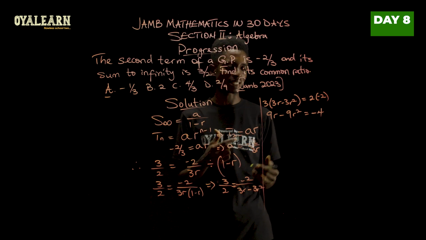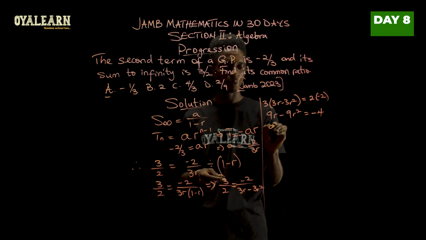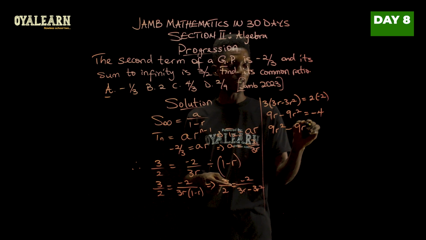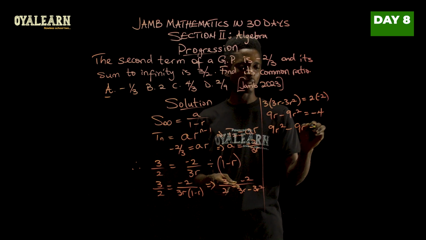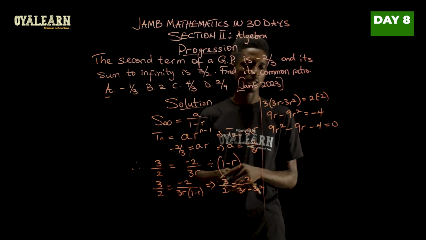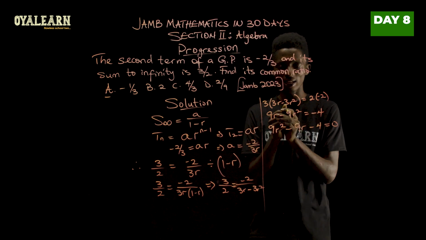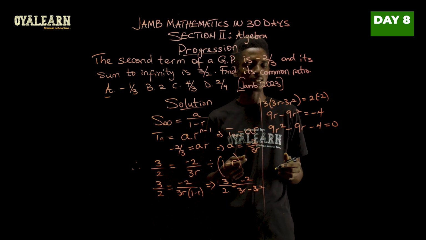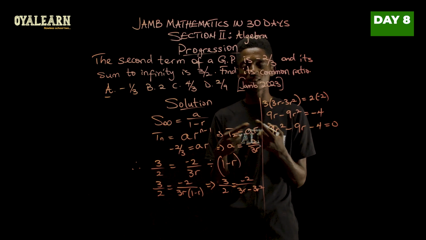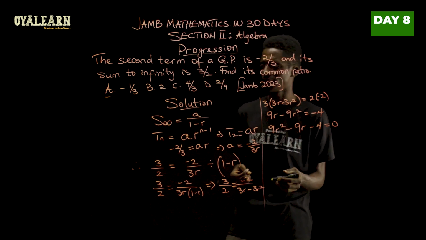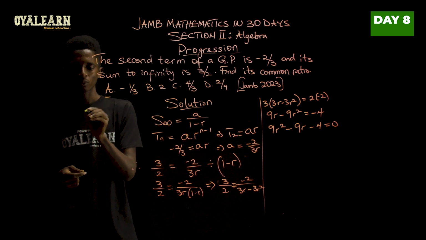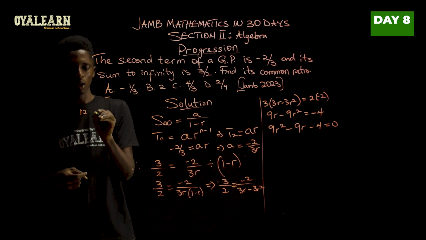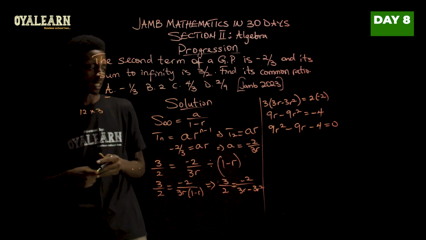So let's write this as a quadratic. Taking this here, you have plus 9r squared. This comes here and becomes minus 9r, and then this would remain minus 4 equals 0. Now, let's factorize this. Now, when we do 9 times 4, that will give us 36, right? So we need two numbers that when multiplied will give us 36, but when added would give us 9. So we know that 12 times 3 will give us 36.